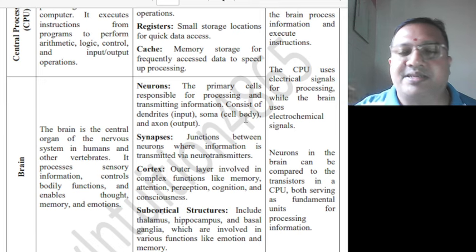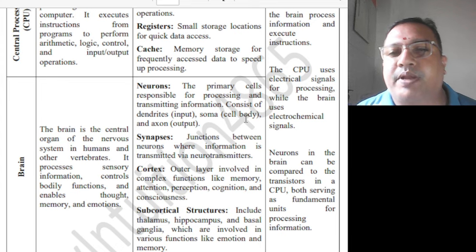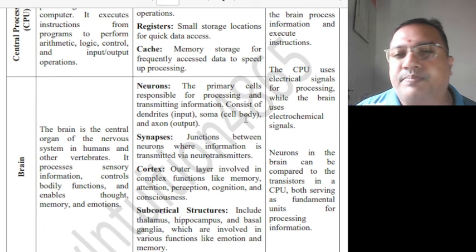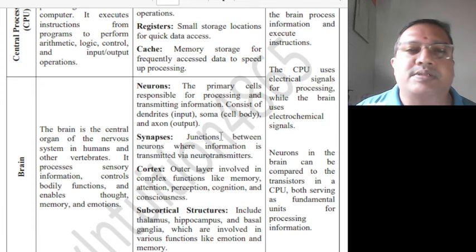The wire connection between different parts of our body. It consists of dendrites, which give the input, the soma, which is the cell body, and an axon, which is the output. Neuron structure: everyone knows how a neuron looks.